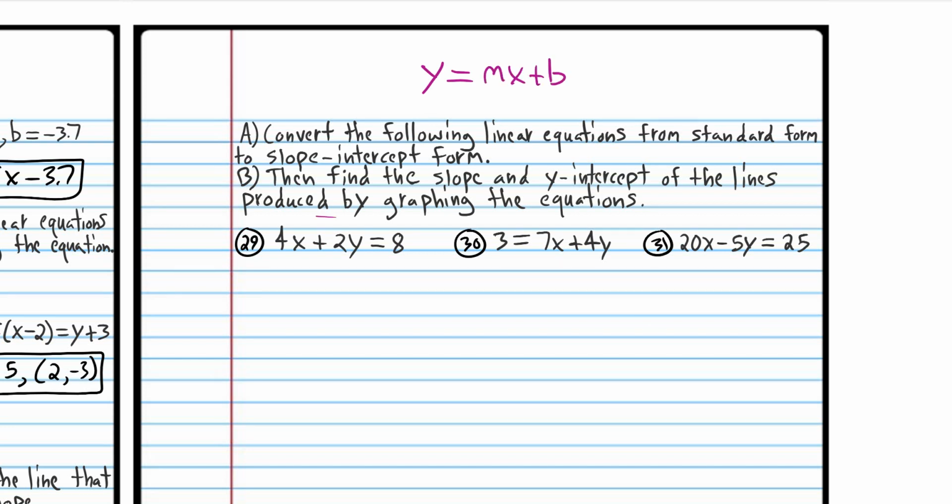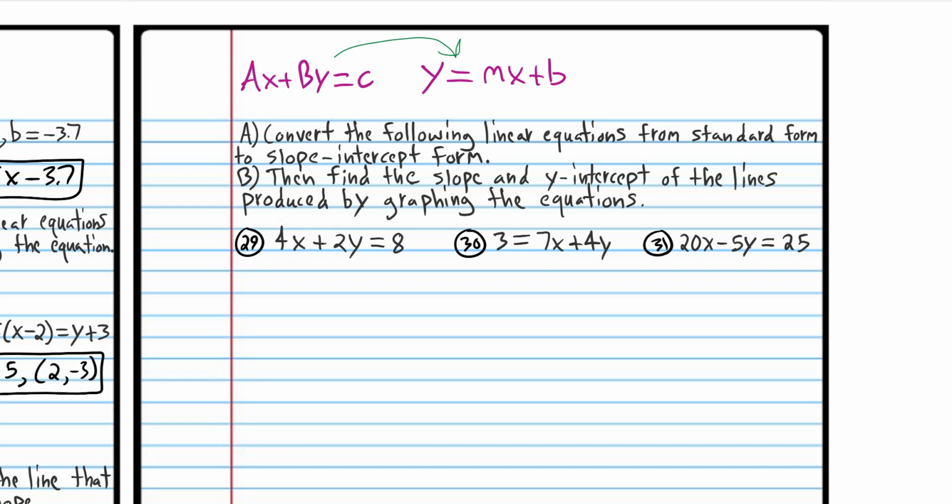We're trying to take this standard form, ax plus by equals c, and convert to slope-intercept form. So we're going from here to here. Notice that in slope-intercept form, the y is by itself. The y is not by itself in this equation. We have to get that y by itself. We have to get rid of the 4x, and we have to get rid of the 2.